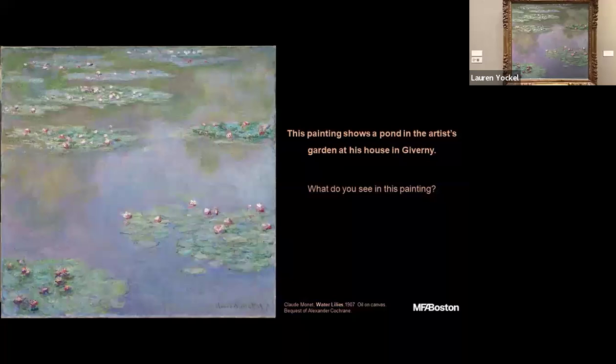Okay, so we're looking at a painting of a pond in the artist's garden. I'm actually just going to ask you to begin by naming some of what we see in this painting. When we look at the painting, what can we see?